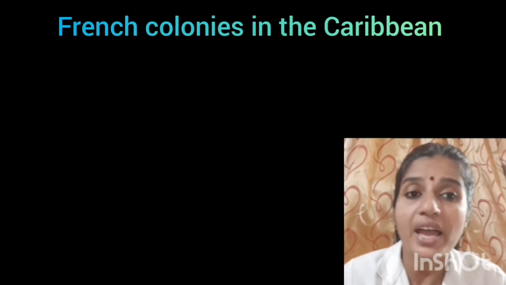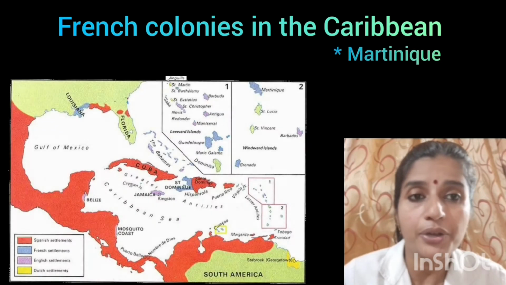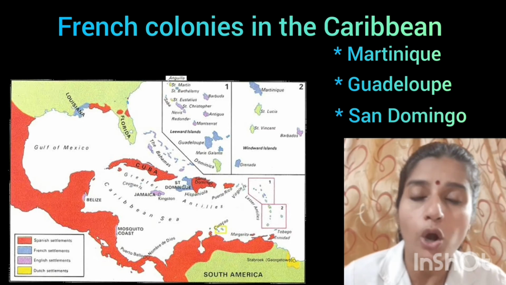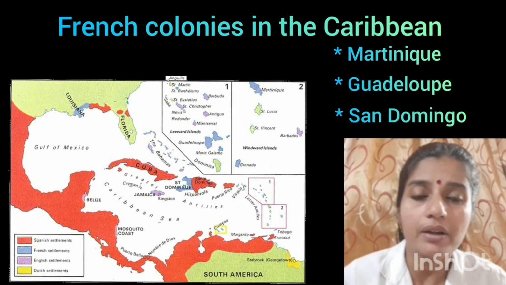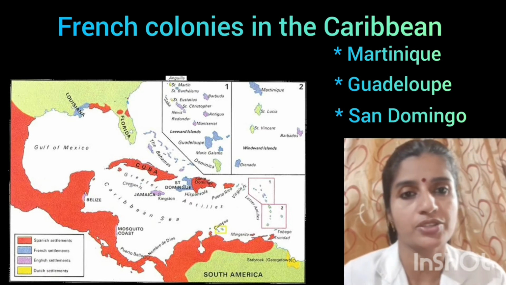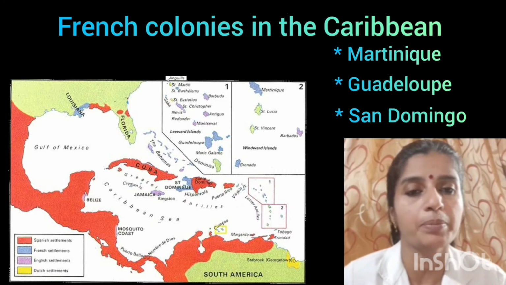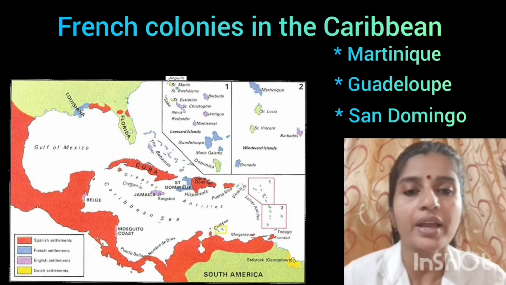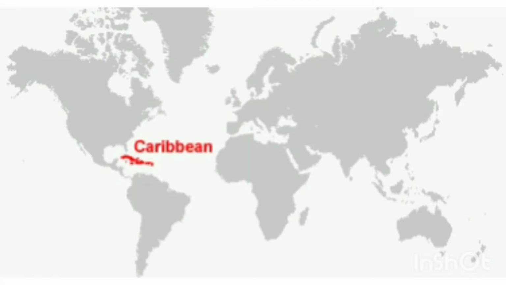Here, France had colonies in the Caribbean islands. Martinique, Guadeloupe and San Domingo were the colonies of France in the Caribbean islands. Here they had plantations, and that's why these places were the important suppliers of commodities such as tobacco, sugar, indigo and coffee.